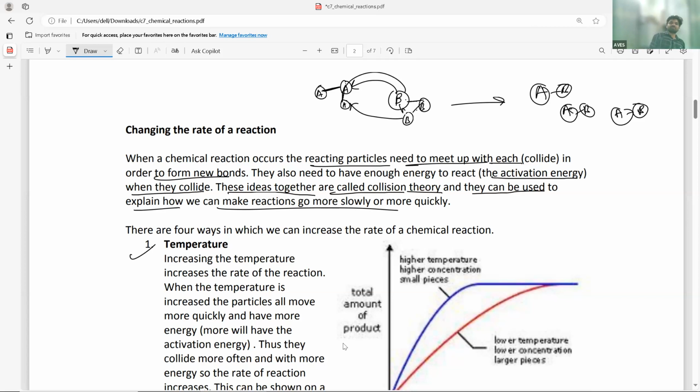So note the definitions for collision theory and what is activation energy. You have to write it down from here. Note it down.